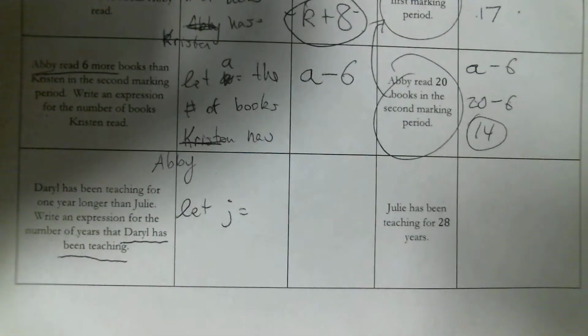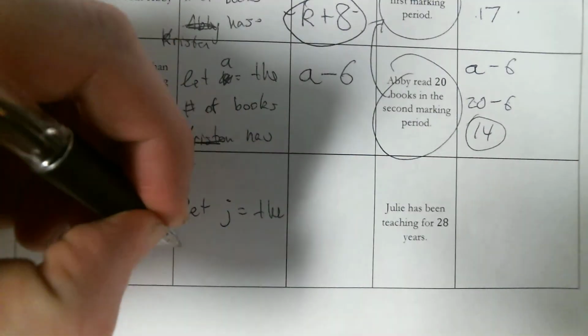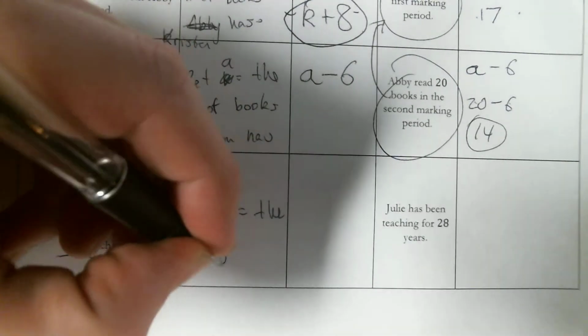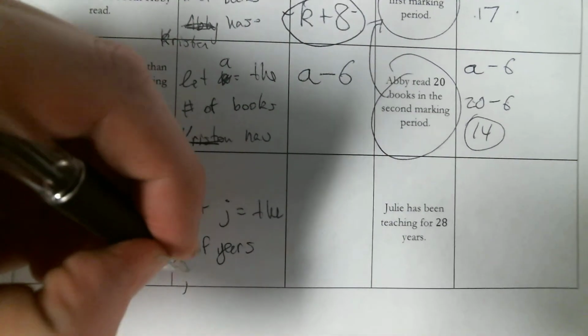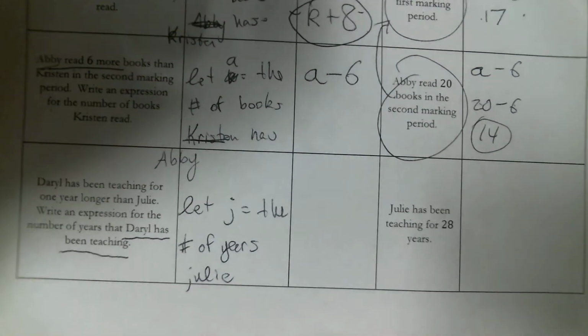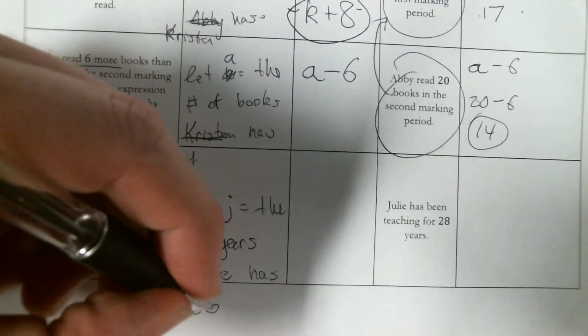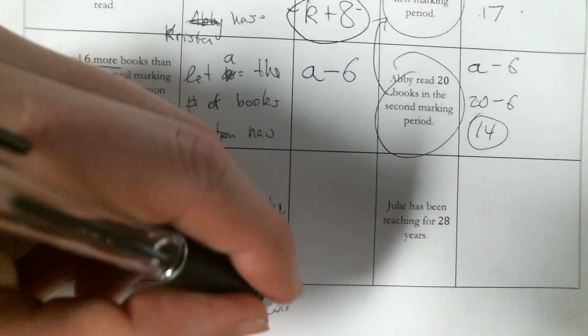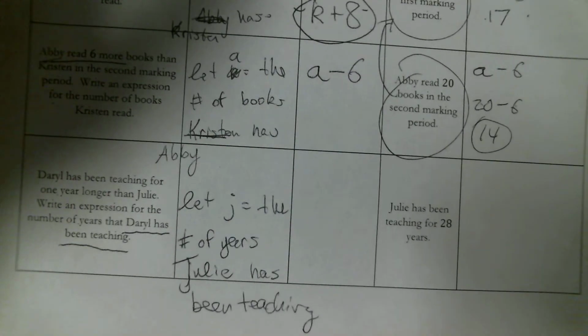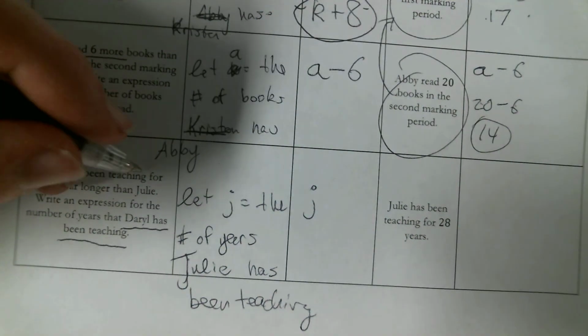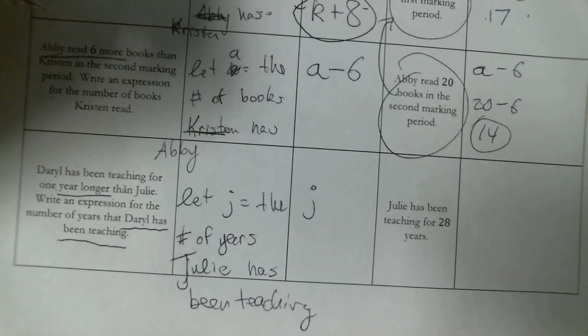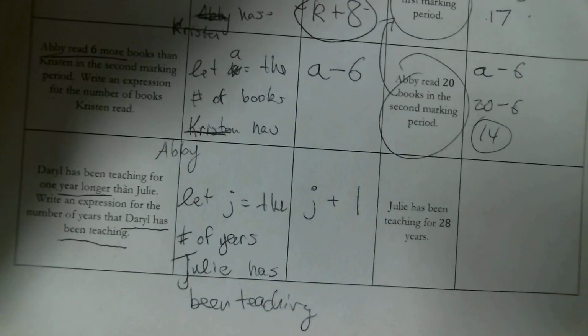Okay, so hopefully you're back from trying this on your own. So I'm going to say let J equal the number of years Julie, big J there, it's a proper noun, has been teaching. Now if I think about this, it says Daryl has been teaching 1 year longer than Julie, 1 year longer. So whatever Julie is plus 1 will give us Daryl.